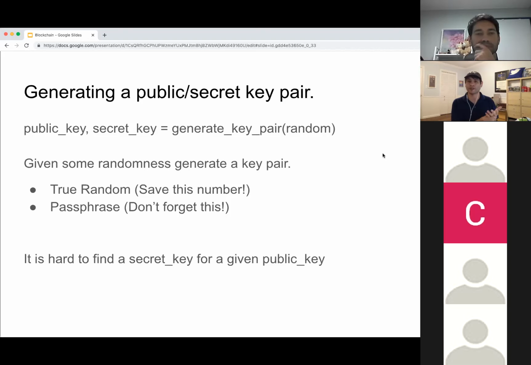And the thing that's cryptographically strong about this is that it is hard for anyone to get that secret knowing the public key. I can give the public key to the world, and I have no fear that someone who knows the public key is going to figure out my secret key just by looking at the public key.